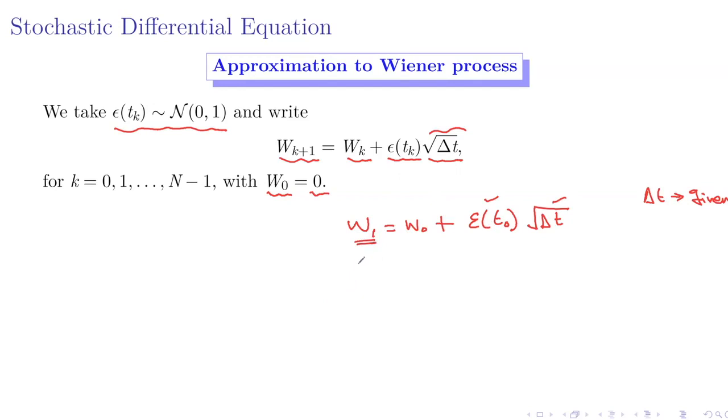Again, from there you can get W_2, which is equal to W_1 plus, again, you generate a random number which is normally distributed with mean 0 and variance 1. That is also important. Into root delta t. So remember, we also make sure that while selecting this epsilon(t_1), we never use any information about epsilon(t_0), and similarly for the other terms also.